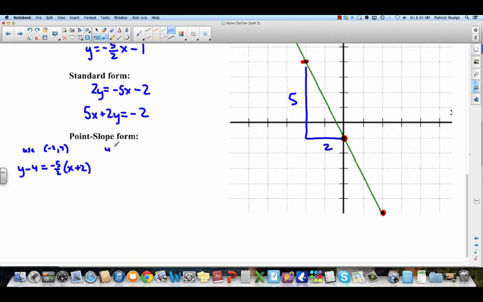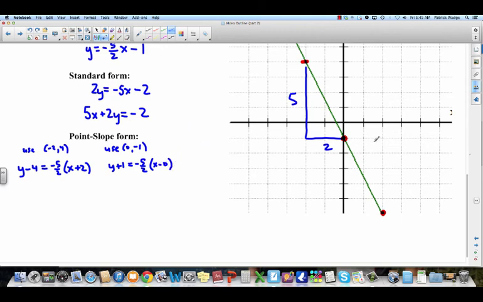What if you use this point? What if you use 0, negative 1? Well, we do y, take away the y value, so y take away negative 1 is y plus 1, equals the slope, negative 5 over 2, and then x, take away the x value, so x take away 0. And that would be it.